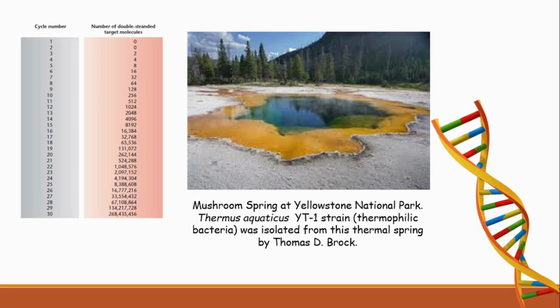So Thermus aquaticus is a thermophilic bacteria which has an optimal growth temperature of about 70 degrees Celsius. So as you can realize, all the enzymes of this organism are tuned to work at extremely high temperature. And this bacteria was isolated from a hot thermal spring at the Yellowstone National Park. And the discovery was done by Thomas D. Brock, who was a microbial ecologist.